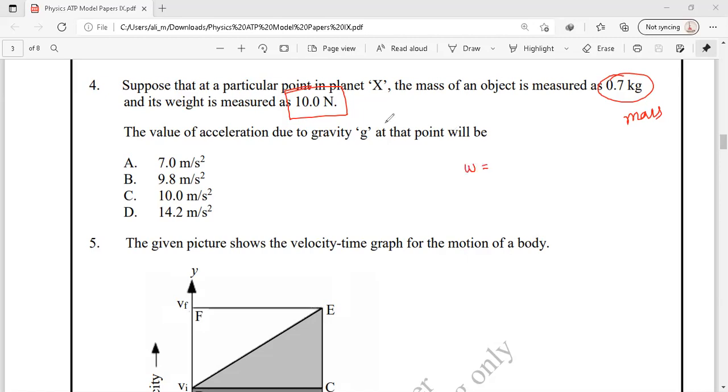So we have a simple formula relating these three quantities: mass, weight, and gravity. So W equals to mg. So for the value of g, it is equals to W over m. The W is 10 Newton divided by 0.7. So let's divide this 10 by 0.7. So it will be equals to 14.28 meters per second square. So the correct option is 14.2, that is in our option D.